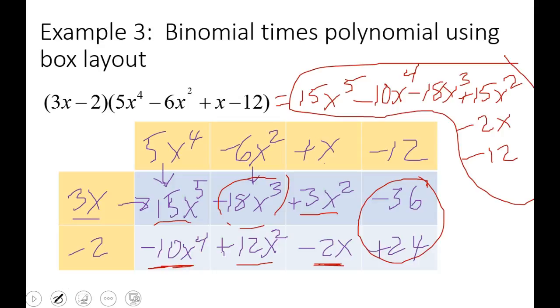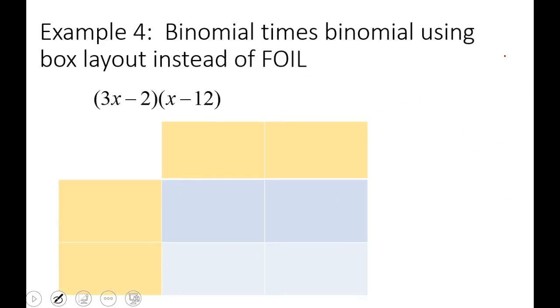Pardon the handwriting, that will get better as I go along, but this was the best way I knew to show you today. All right, let's take a look at the next example. Now, you're all probably pretty good at FOILing, but if you forget to do stuff when you FOIL, or you forget the order, you get mixed up, you can use this for something simple like FOILing. I'm going to write my 3x minus 2 here, my x minus 12 there, and now the x times the 3x goes there, 3x squared.